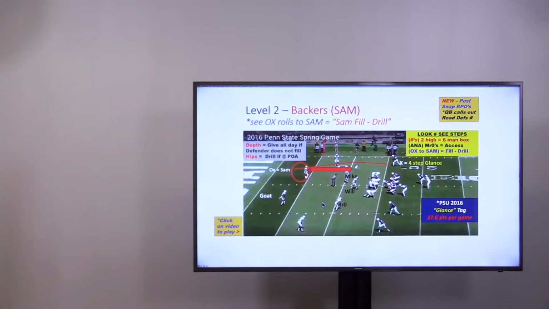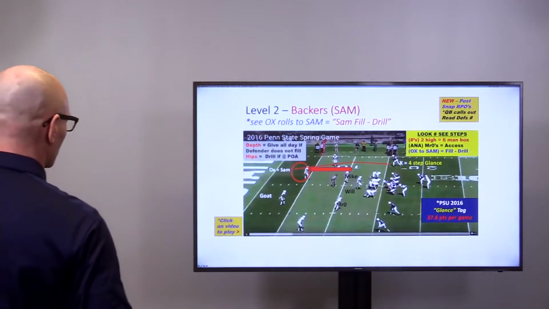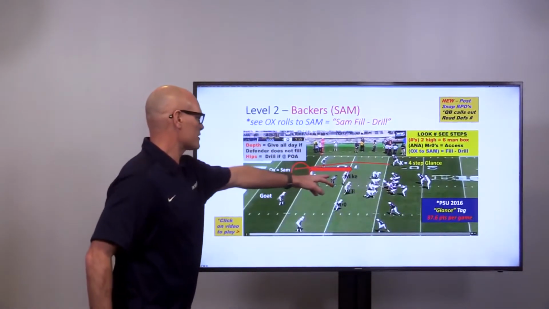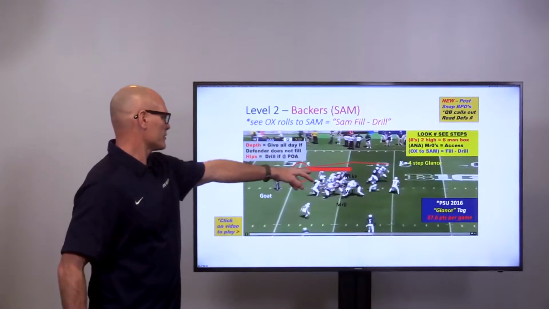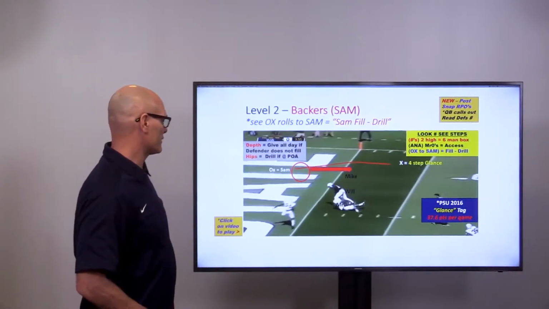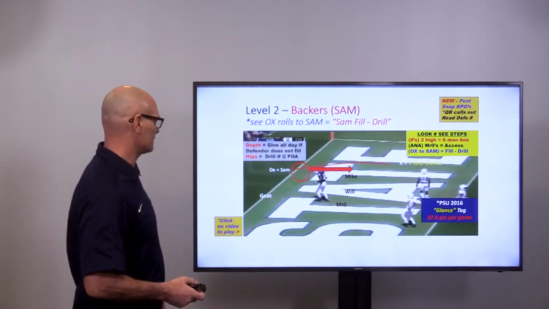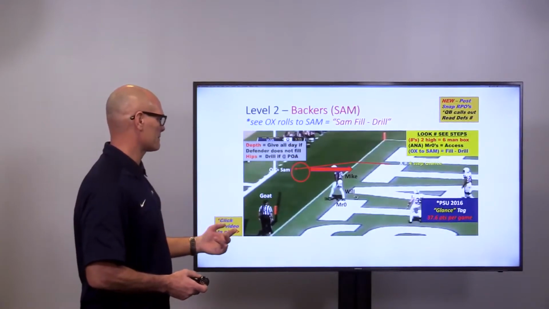So now we can say he fills, you drill. Again, we'll play this here quick. Again, you can see now he's starting to come down. He fills, and you're off. Nice glance, skinny slant. Going to the strong side this time.